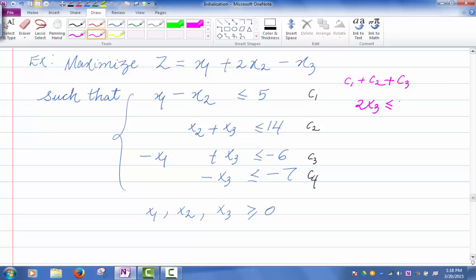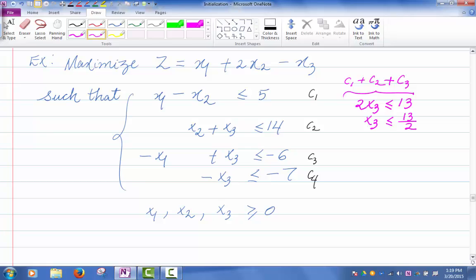2x3 less than or equal to 13, right? You agree? All of you agree with that? So what does it tell me about x3? Less than or equal to 13 divided by 2. So this is what I get if I am adding the first three constraints, right?